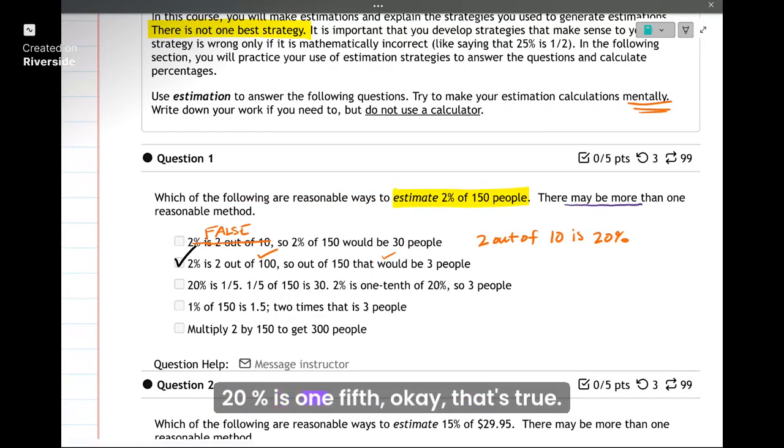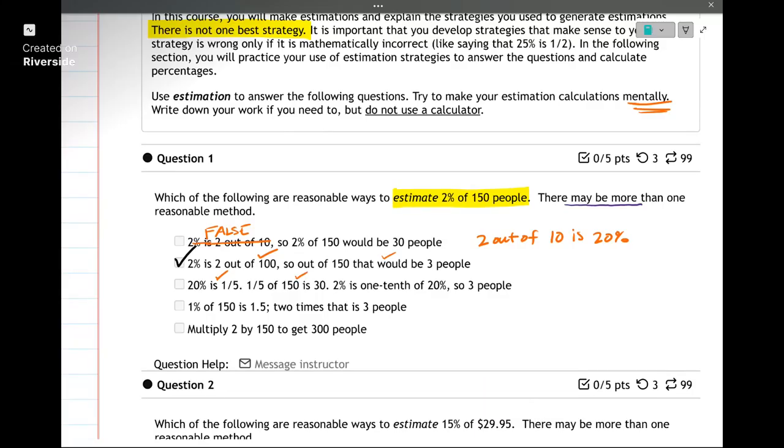20% is 1/5. Okay, that's true. 1/5 of 150 is 30. That's true. 150 divided by 5 is 30.